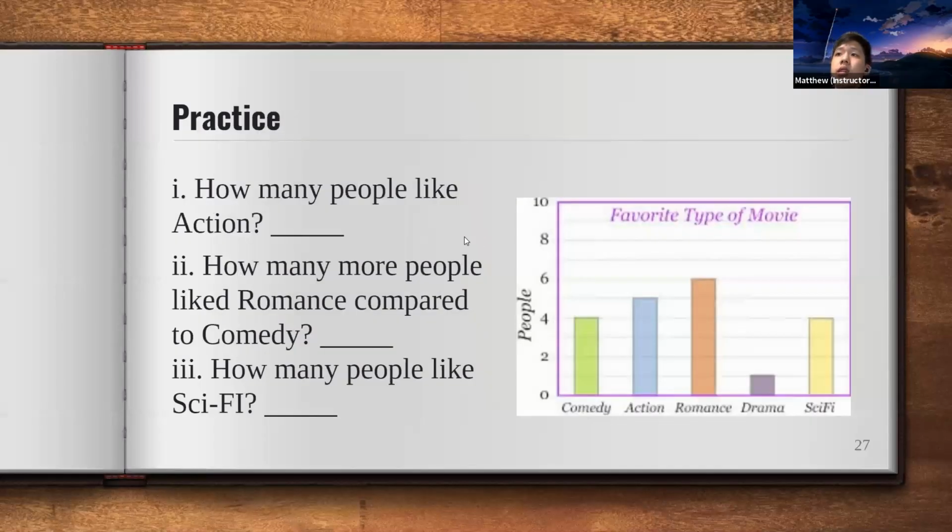So, according to this, I have a question for you all. How many people like action movies? How many more people like romance compared to comedy? And how many people like sci-fi?